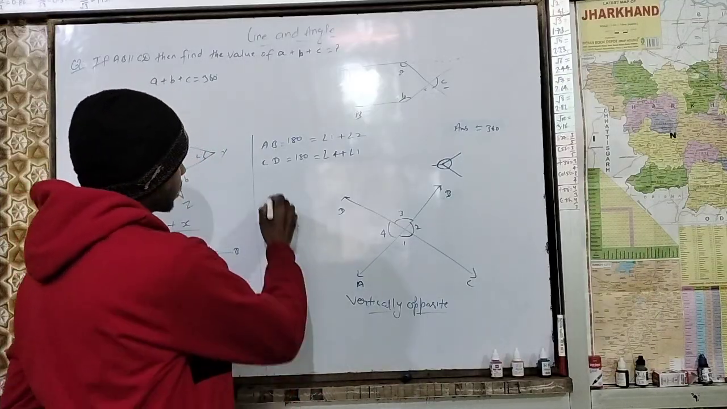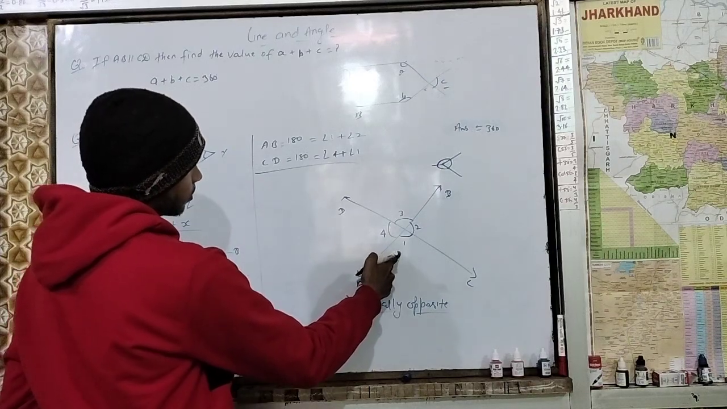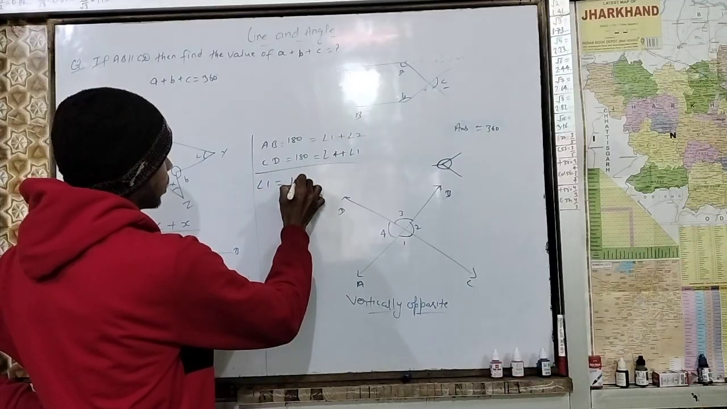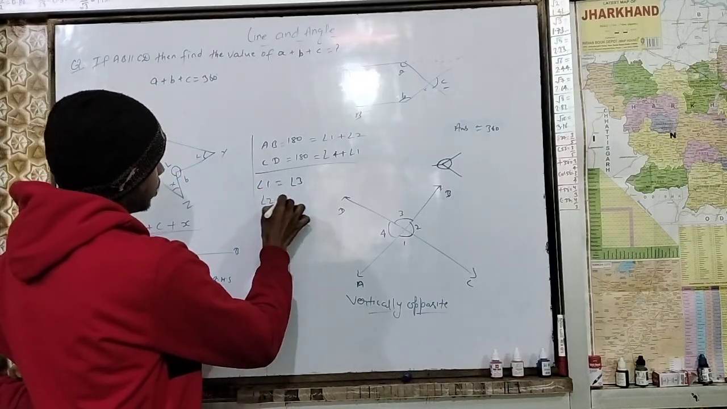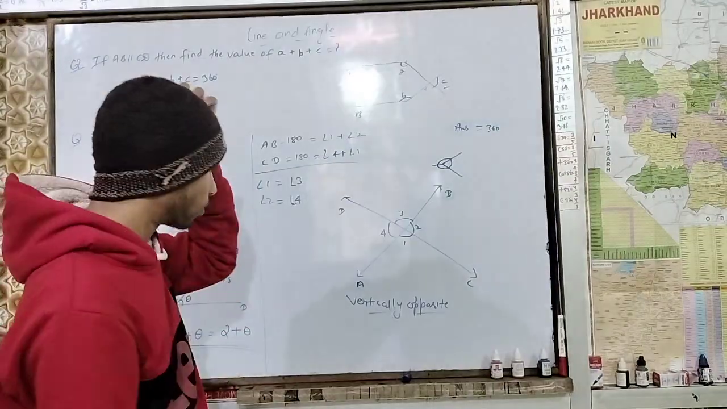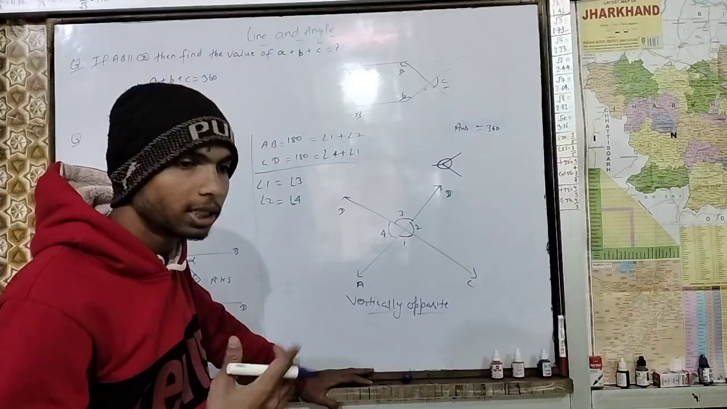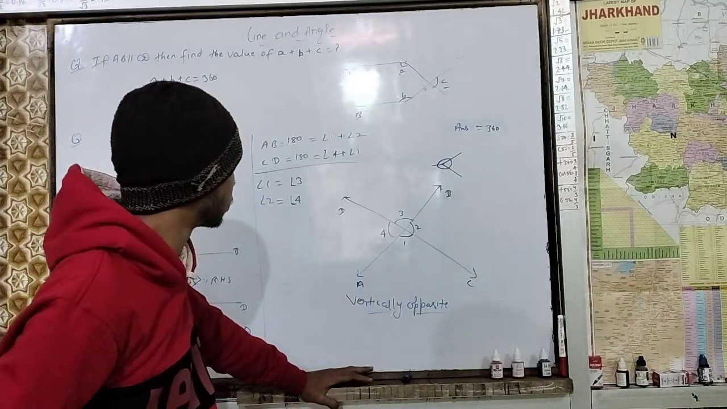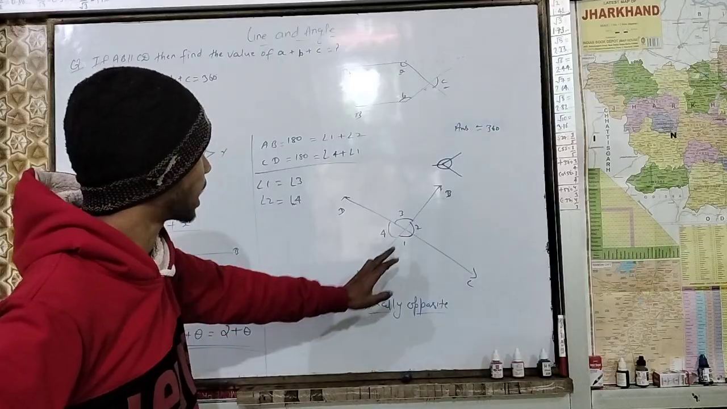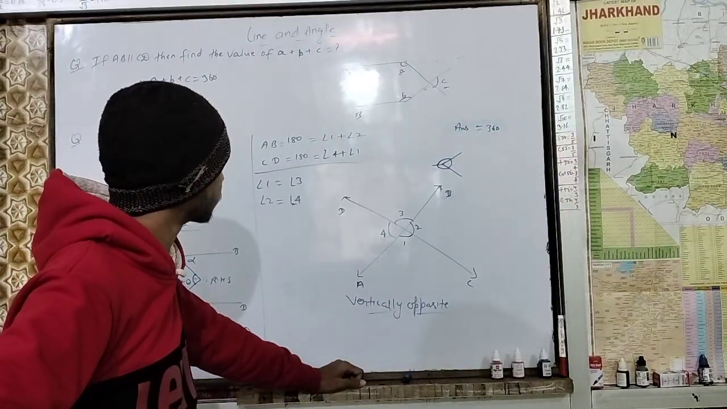It says that whatever will be angle 1, it will be equal to angle 3. Angle 2 will be equal to angle 4. This is the rule of vertically opposite angles. Opposite angles will be equal to each other. This angle 2 is opposite of angle 4. This angle 1 is in front of angle 3.